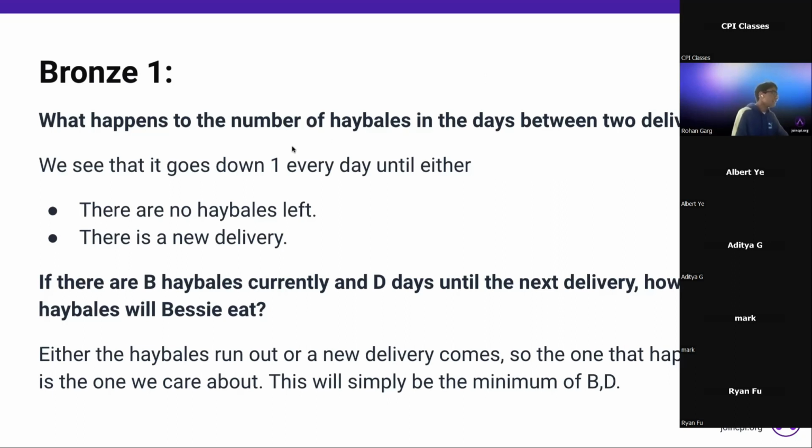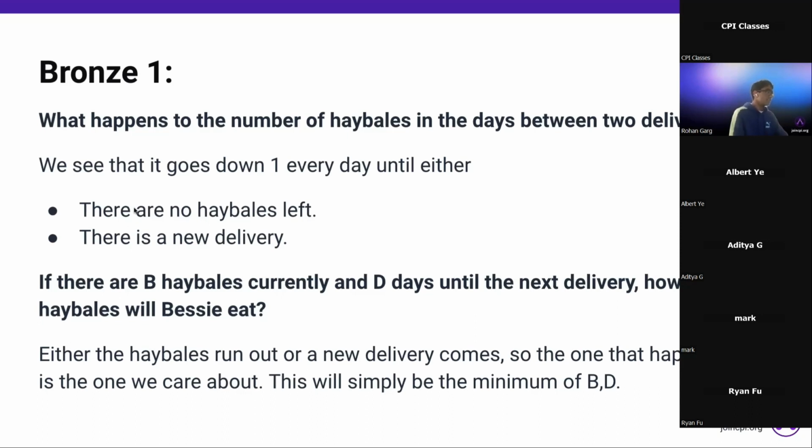The answer is that every day it goes down by 1 if there's a hay bale left, or if there are no hay bales left, Bessie doesn't eat anything. This happens every day until a new delivery. Essentially, the number of hay bales goes down until one of two things happens: no hay bales are left, or there's a new delivery. So if there are B hay bales and D days until the next delivery, the number of hay bales Bessie eats is simply the amount of time until one of these events occurs.